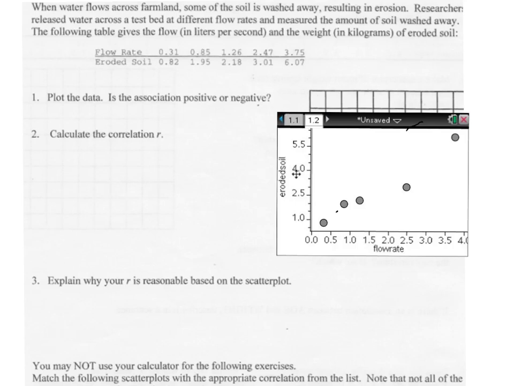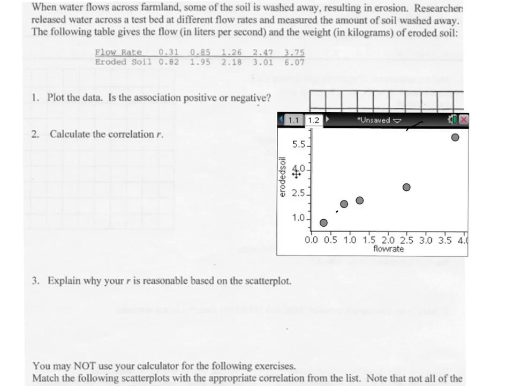When water flows across farmland, some of the soil is washed away, resulting in erosion. Researchers released water across the test bed at different flow rates and measured the amount of soil washed away. The following table gives the flow in liters per second and the weight in kilograms of eroded soil.